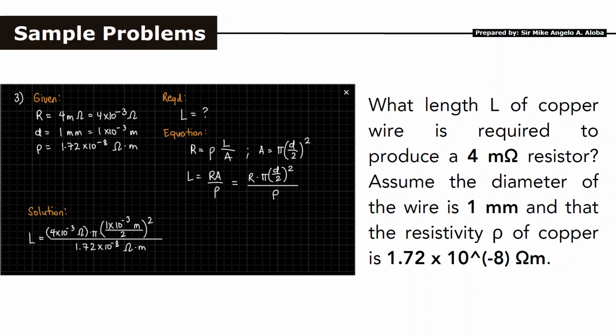So we plug in everything that we have. This is the resistance, this is the diameter, and this is the resistivity. Don't forget to square the radius in terms of diameter. From here, you see that the units would cancel and the only remaining unit would be meters. Plugging it in, you will get 0.183 meters. That would be your final answer.